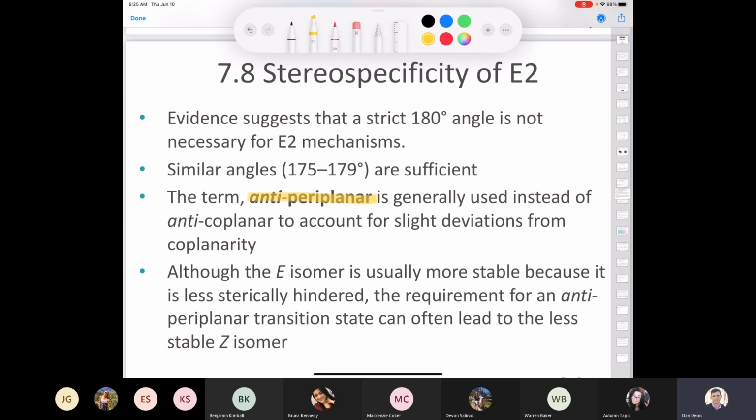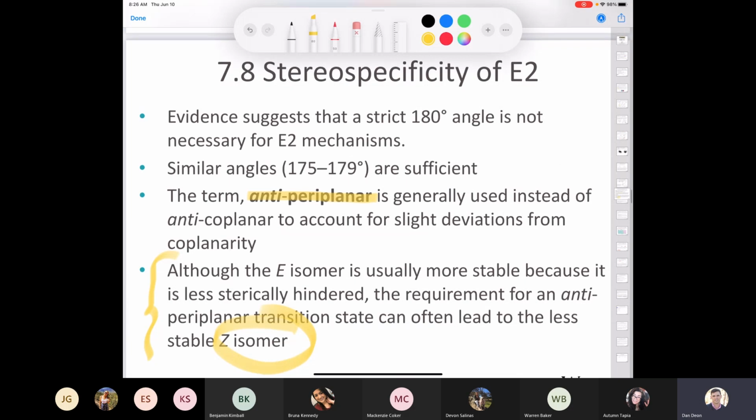Now, if you think about E and Z products, you can't just go off of sterics and say, well, the E is going to be more stable because it's usually less sterically hindered. If the molecule has to adopt an anti-periplanar transition state, we get Z isomers all the time. We get all kinds of isomers where you're like, oh, that wouldn't be the preferred isomer, but as long as the molecule can adopt that anti-periplanar transition state, that dictates what the product is going to be.